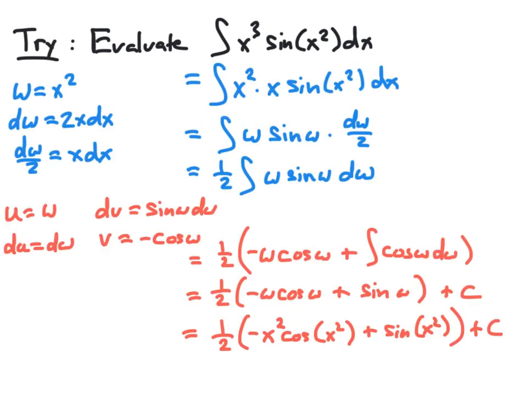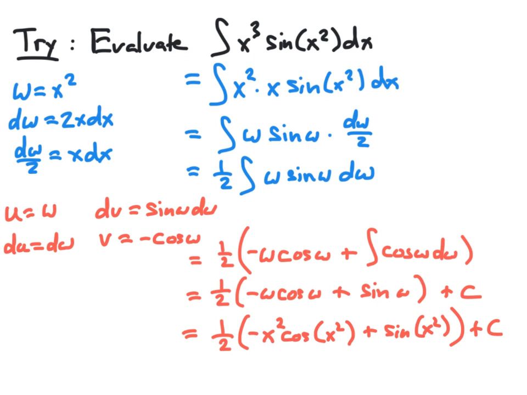This integral is evaluated very similarly to the previous one. We start by making a substitution with w equaling x squared and dw over 2 equaling x dx, and that gives us the integral of 1/2 w sine of w dw, and of course we can pull the 1/2 outside, and so we just need to evaluate the integral of w sine w.